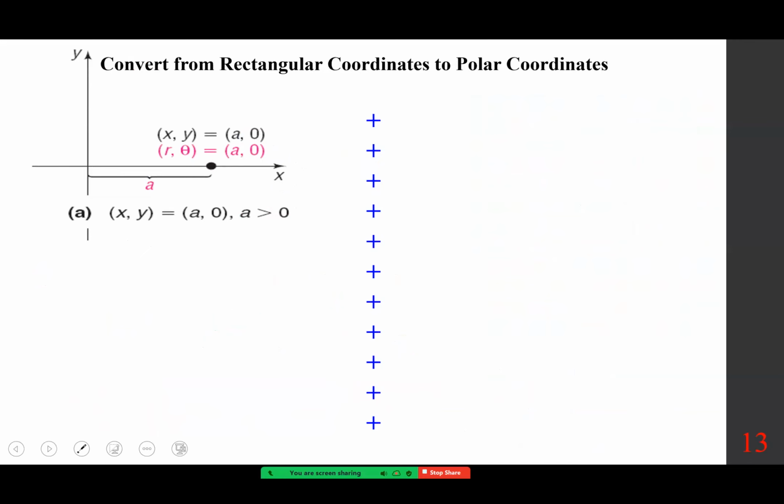All right, we want to convert from rectangular coordinates to polar coordinates. We want to discuss some of the obvious ones. For example, if it's along the x-axis or the polar axis, if you will. If you go a amount to the right, then it has a, comma 0 in both cases, whether it's x and y or r and theta, because y is 0 in a rectangular coordinate system, theta is 0 in a polar coordinate system. So along the positive side of x or the polar axis, they are identical.